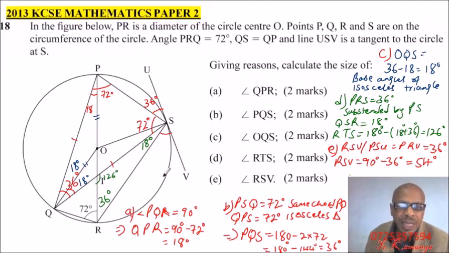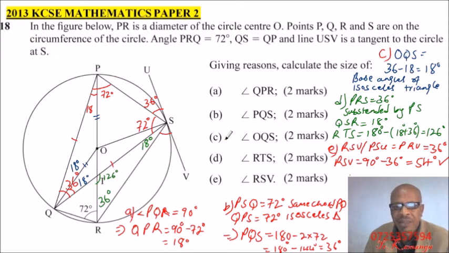You can also say RSV is the same as the angle subtended by this chord here, which is 72 minus 18. You are still able to get 54. So that's how you work out that question.